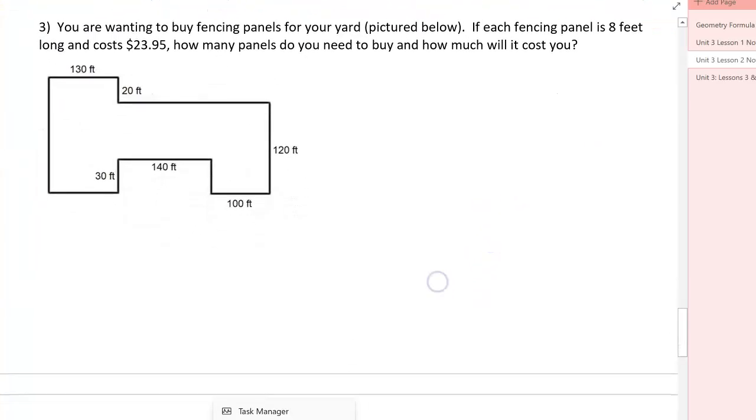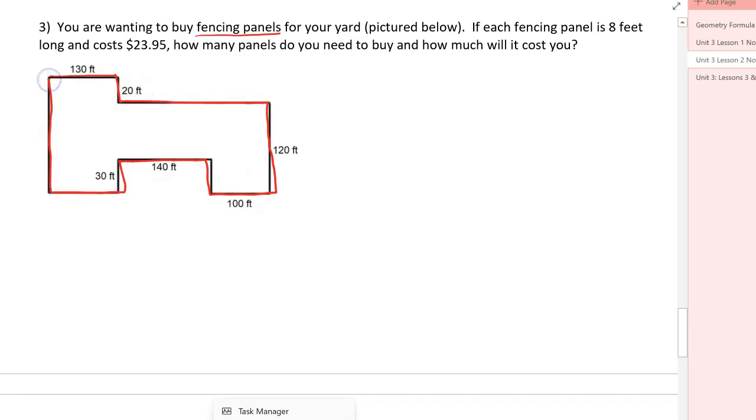In example 3, you are wanting to buy fencing panels for your yard, and your yard is shaped like the diagram below. If each fencing panel is 8 feet long and cost $23.95, how many panels do you need to buy, and how much will it cost you? Is this going to be an area problem or a perimeter problem? Well, we are talking about fencing panels, and those would go along the outside edges. So this is actually a perimeter problem.